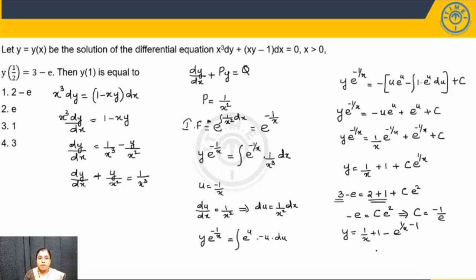So this is the required expression. Now in this, we have to put x is equal to 1. When you put x is equal to 1, we get y is equal to 1 plus 1 minus e raised to 0. What is e raised to 0? e raised to 0 is 1. So we have 2 minus 1 is 1. So the required answer is option 3. I hope it's clear. Now let's work out our next question.